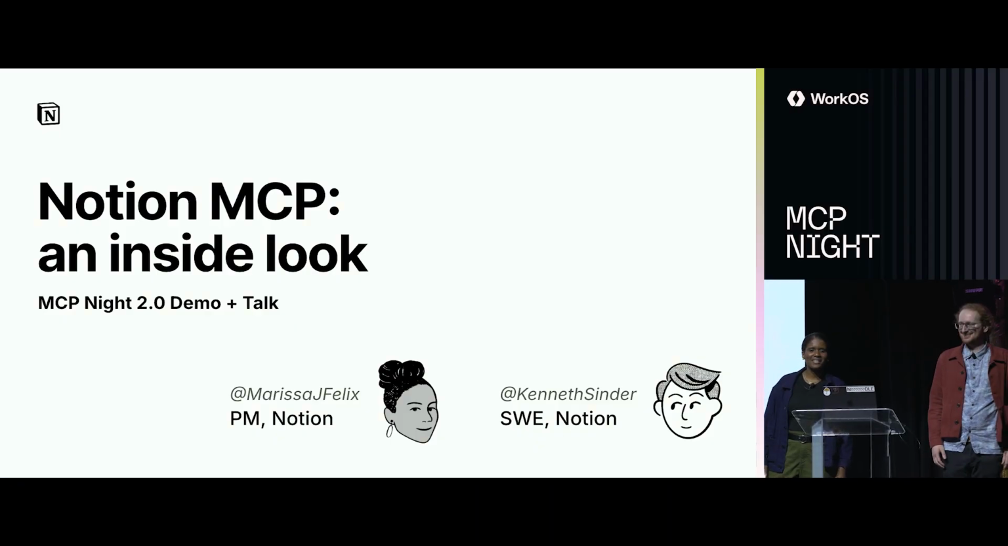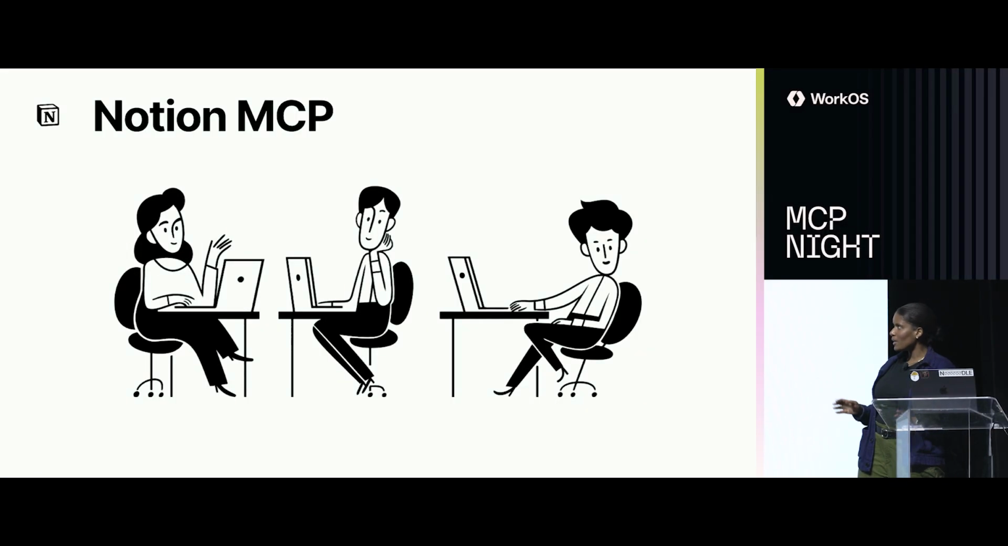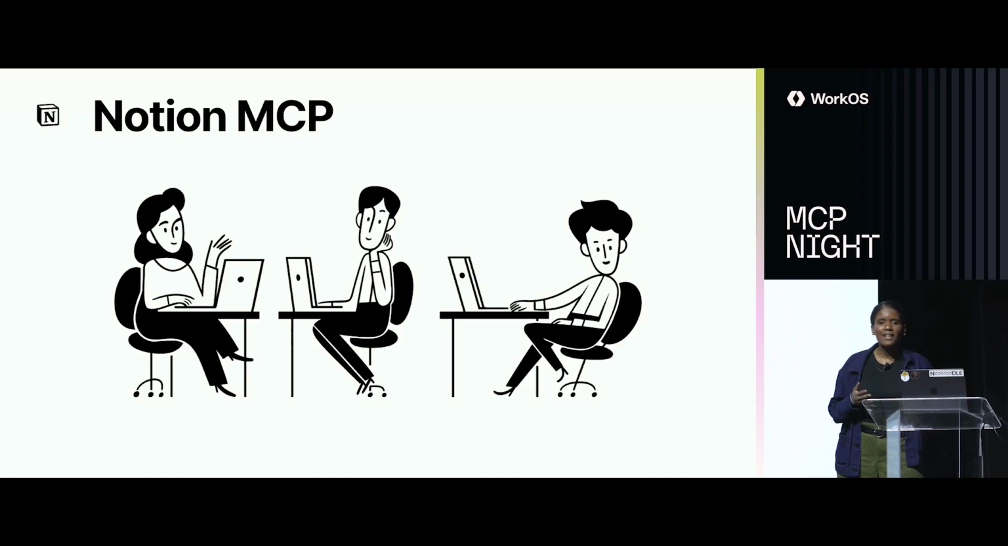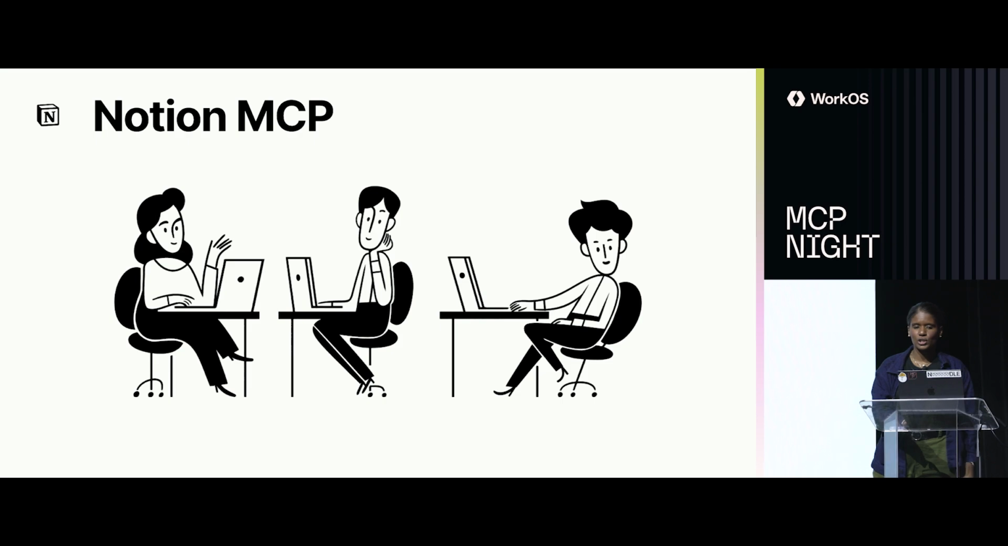All right, good evening, everyone. Hi, I'm Marissa, and this is Kenneth, and we're from the Notion API team, and we're super excited to give you an inside look into Notion MCP. So Notion MCP allows you to reference your Notion documents and databases. You can add them, you can update them, and you can also search across your entire workspace and connected tools using enterprise search. Let's walk through a solid example.